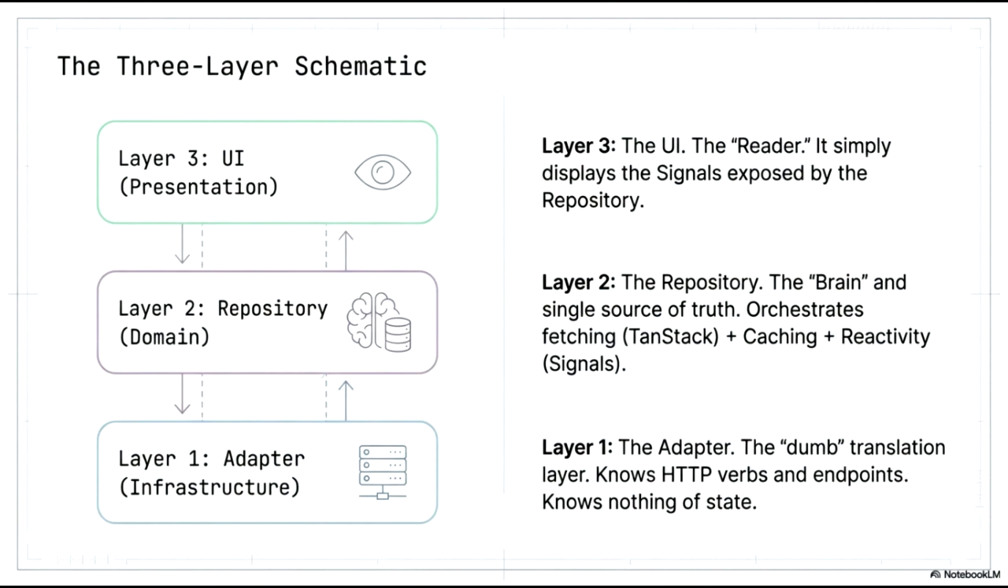Finally, layer 3 is the UI or presentation layer, referred to as the reader. Its role is intentionally limited. It simply displays the signals exposed by the repository to the end user. This architectural approach ensures a clear separation of concerns, making the system easier to maintain and scale.